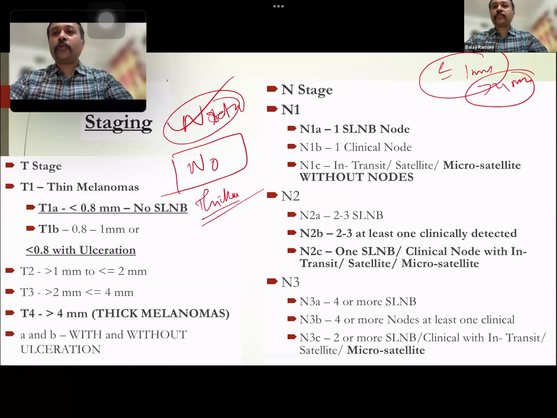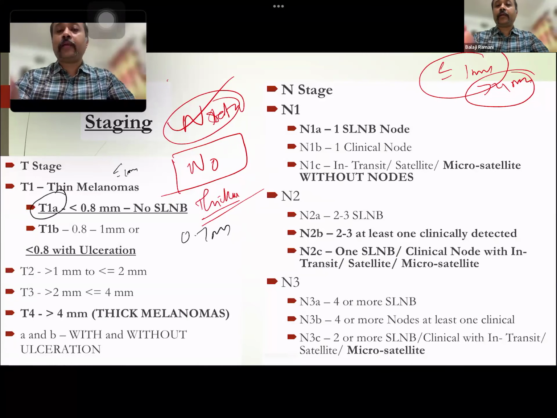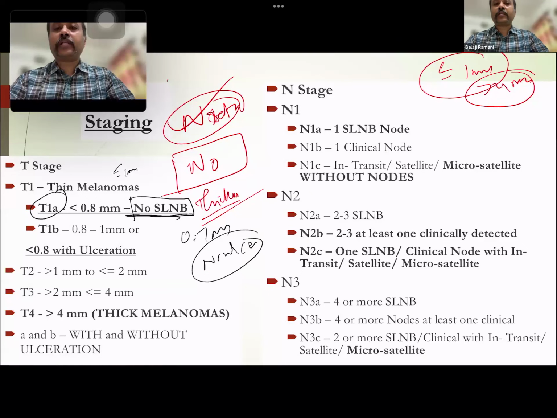So in your melanomas, when you look at it, the T stage for thin melanomas is basically less than or equal to 1 millimeter. Okay, so in this, the real thin melanomas are up to 0.7 millimeters. That will come under T1A, and there is no ulceration. Okay, no ulcer, and it is less than 0.7 millimeter. That will come under T1A. Now, this T1A is the only one where there is no role for a sentinel lymph node biopsy. The T1 lesion is the only one. T1A is the only lesion where there is no role for a sentinel lymph node biopsy. All other lesions will need a sentinel lymph node biopsy.